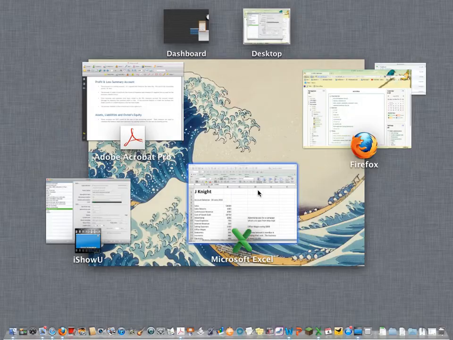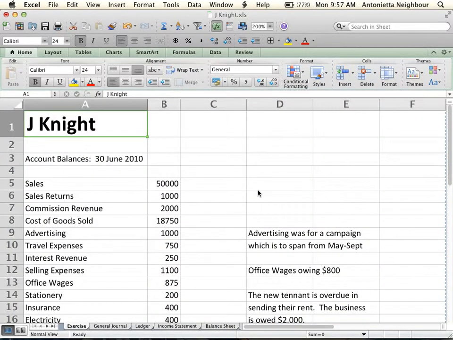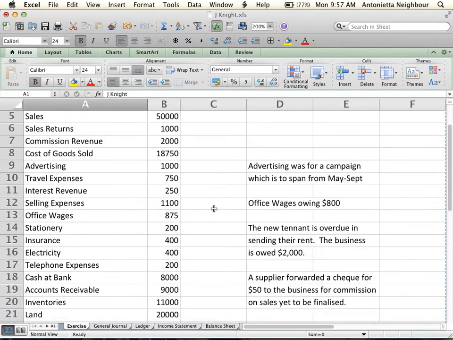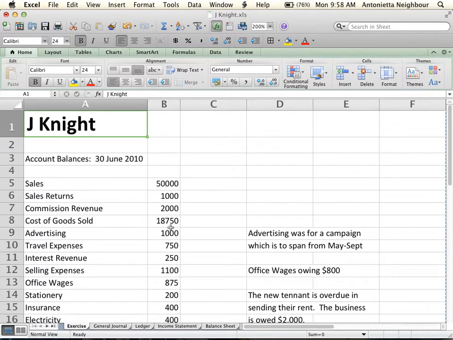So we're working on J Knight here. This first video is just basically looking at how to process these adjustments on this spreadsheet. Here are our balance day adjustments on the side of this question. Work along with me and we'll make the adjustments to this spreadsheet, and then the next video will be on the general journal.